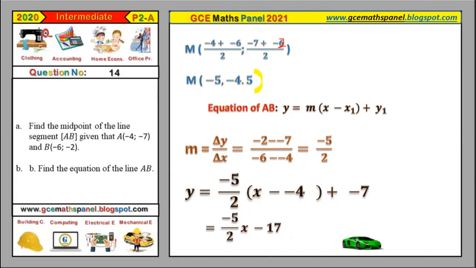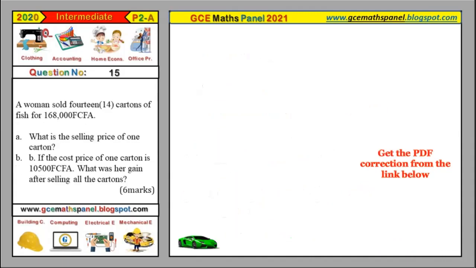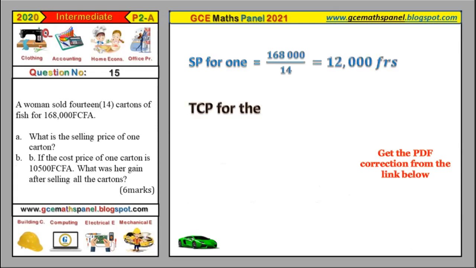All right, question number 15. A woman sold 14 cartons of fish for 168,000. What is the selling price of one carton? So first thing here is to get the selling price for one carton and then find the total cost price for the 14 cartons so that you can, in the B part, get a total gain. So selling price of one carton will be equal to 168,000 divided by 14. That gives us a value of 12,000.